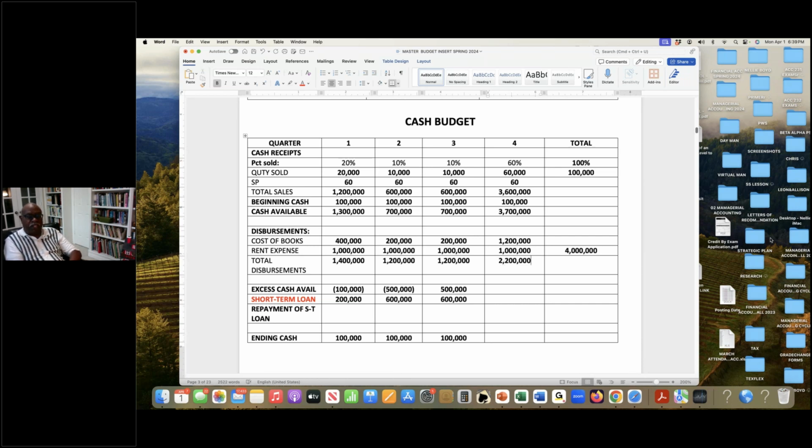So what's our situation in terms of cash in the fourth quarter? The 1.5 million. You had cash available 3,700,000. You got to pay out 2,200,000. So how much cash you got now in this fourth quarter? I put 1.5 million. 1.5 million. Correct.